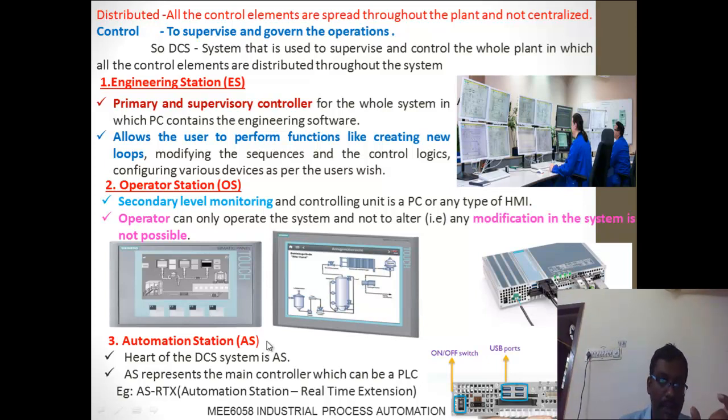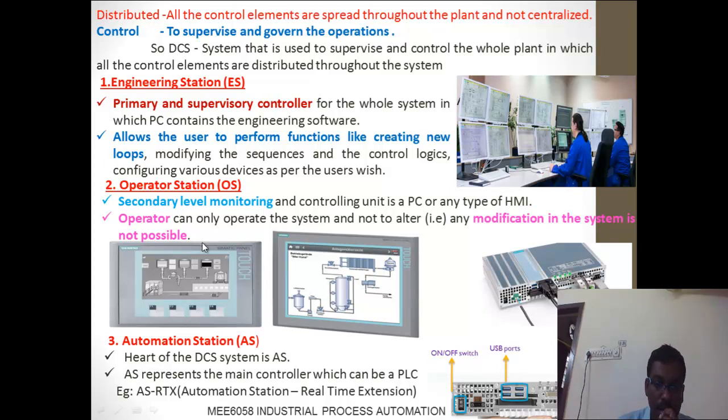The instrumentation subsystem takes care of the sensors and actuators, which are interfaced with the real-time systems. The controller subsystem takes care of transferring data from the real-time system to the operator station and engineering station. So here two categories come under the operating automation systems: the controller subsystem and the instrumentation subsystem. The instrumentation subsystem transfers data to the controller subsystem, and the controller subsystem transfers the data to the operator subsystem and the engineering station.